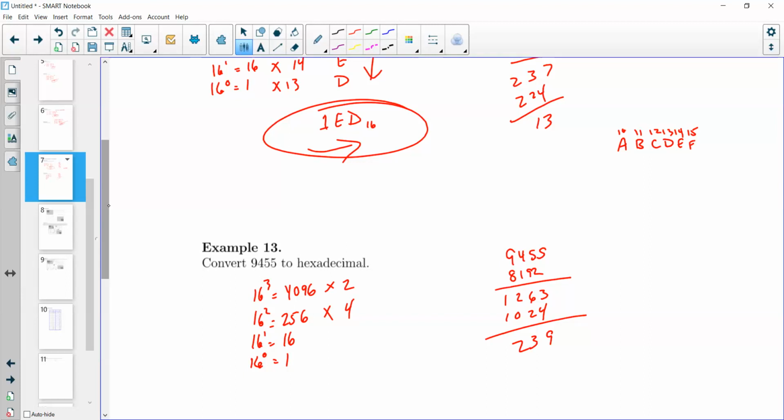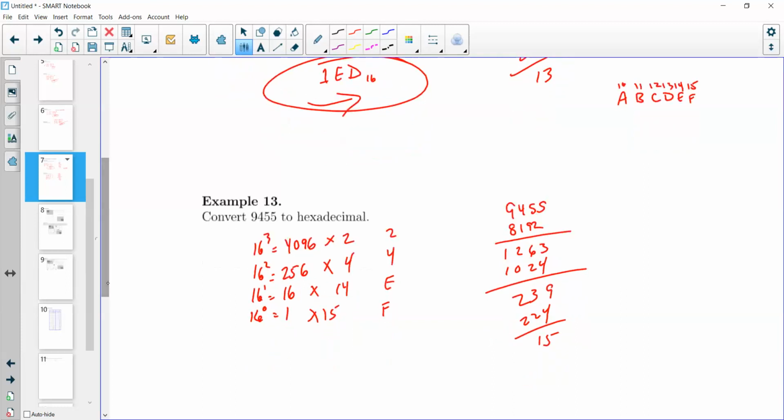And 16 goes into 239. Oh, gee, what was this? 14, which gives us 224. Leaves 15. So this is simply 2 and 4. And 14 was E. 15 must be F. So 2, 4, E, F, base 16.